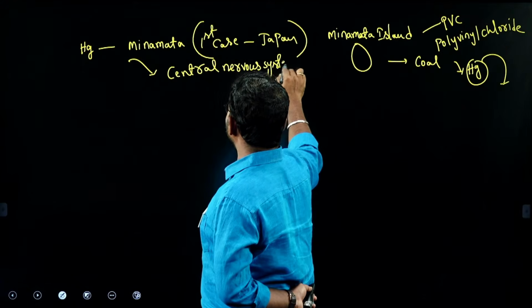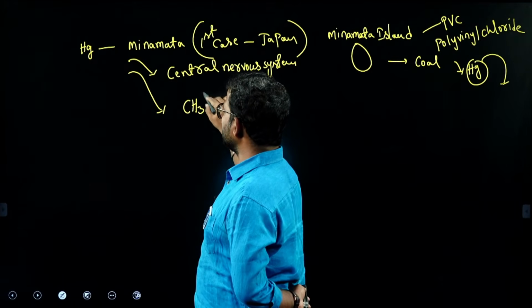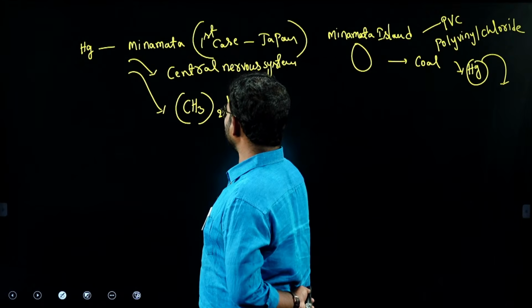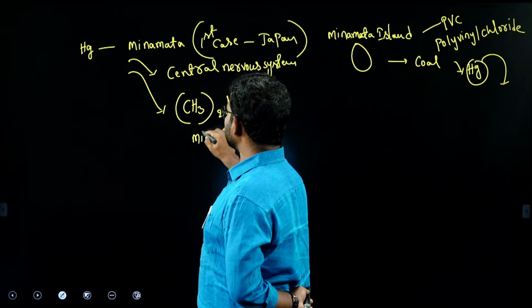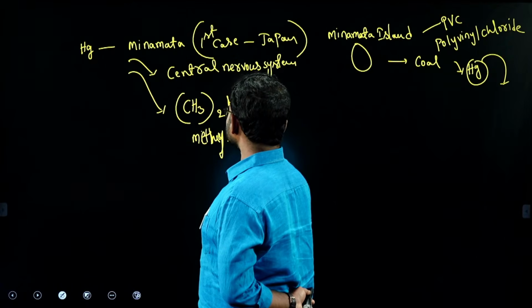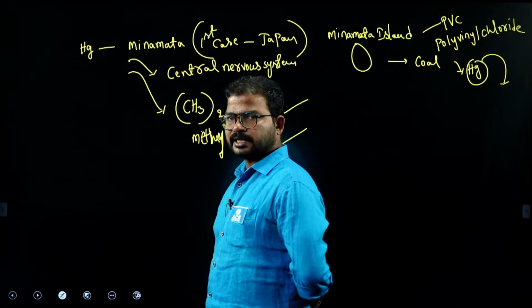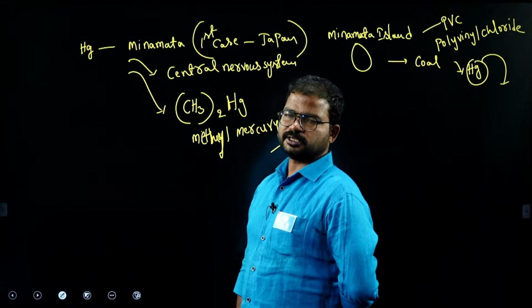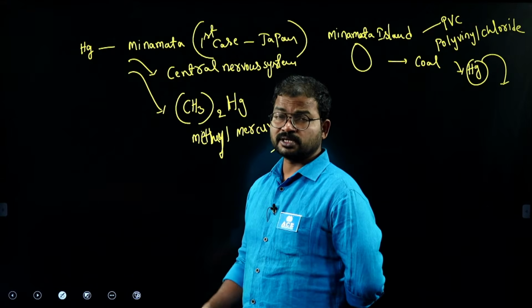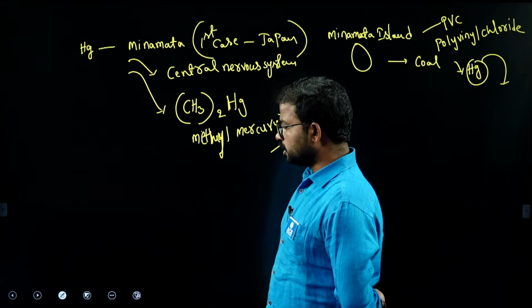Next, in which form is mercury mostly deposited in the human body? Methyl mercury. So this is called methyl mercury. These questions have already been asked in SSC JE, RRB JE, and even UPSC prelims. So UPSC prelims type of questions.